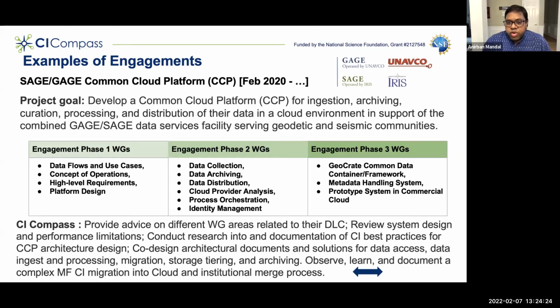And we're there right now conducting phase 3 of the engagements. And in this phase, they're mostly concentrated on doing some of the actual initial implementation of the design that was conducted in phase 1 and phase 2. For example, they're doing a prototype system in the commercial cloud, developing a metadata handling system, and a common data container framework. So as CI Compass, we provided advice on these different working group areas.